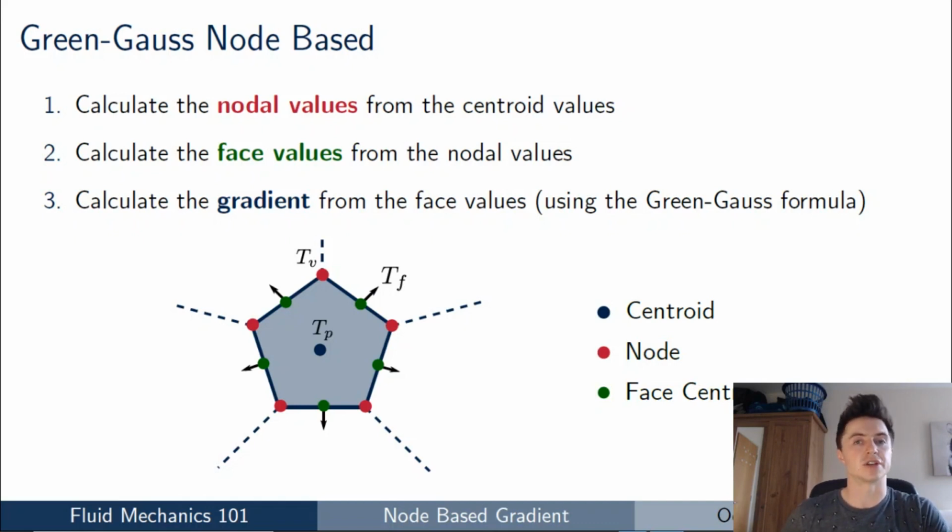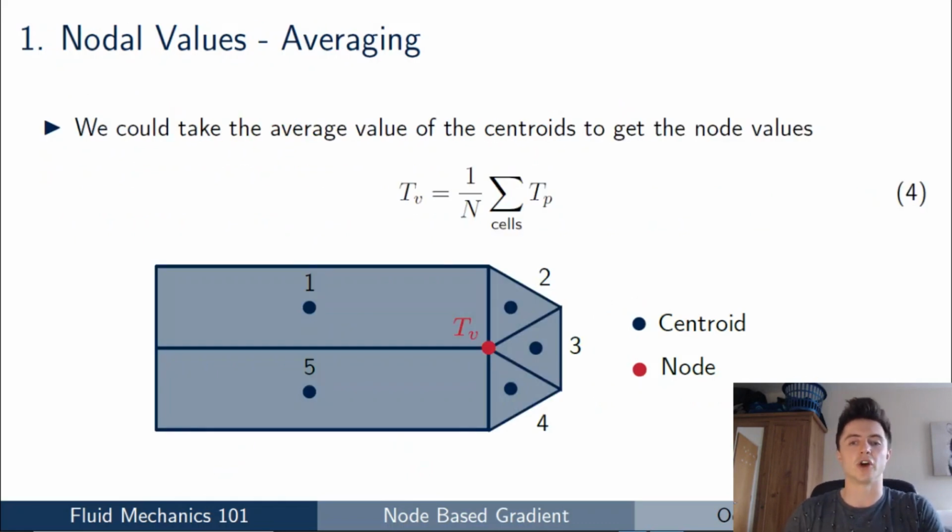This slide is just a reminder for the overall process for how the node-based gradient scheme works. We're going to start by calculating the nodal values, the red dots, then the face values, which are the green dots, and then the centroid gradient. That's in blue there. So that color scheme will stay consistent throughout, and it should make it a bit easier to follow. So how do we calculate the nodal values?